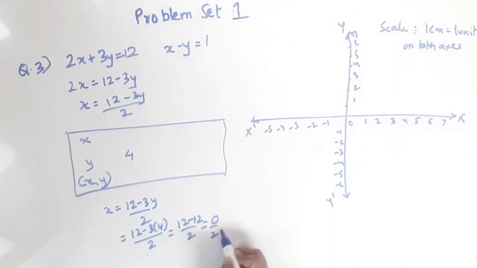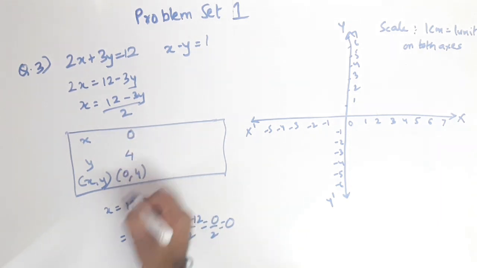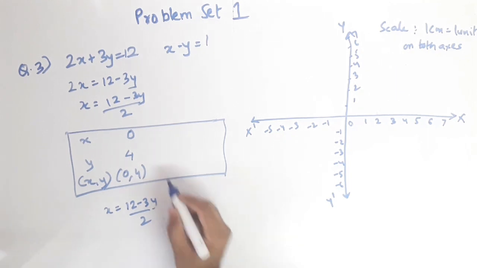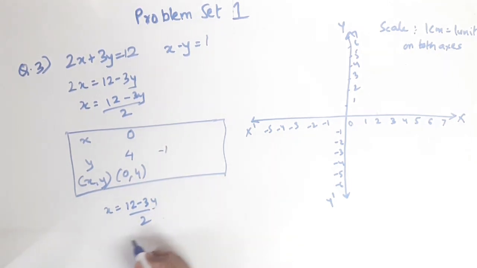So that is 0 upon 2, which is equal to 0. So we got the first point, 0 and 4. Okay, let us go for the second point. So let us take the second y as, let us say, minus 1. Okay, so I am taking this 12 minus 3 into minus 1 upon 2.